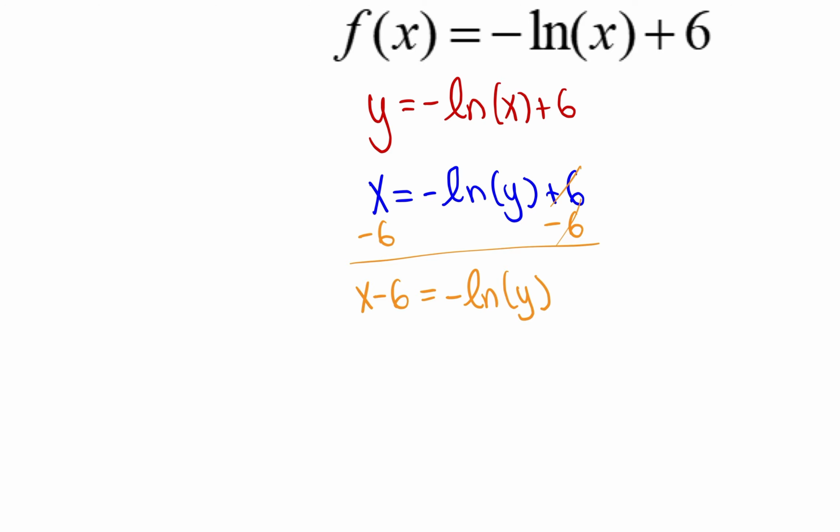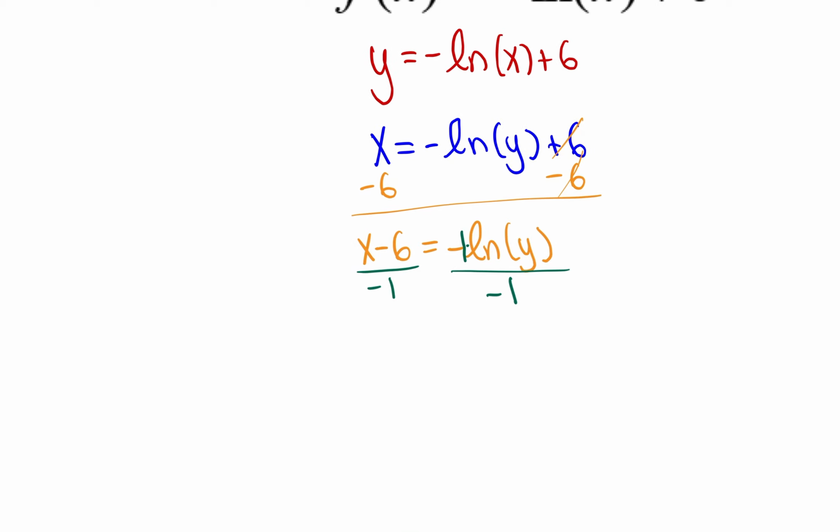Okay, and from there, keep in mind, we have a negative natural log. So what does that mean? That there's a negative 1 in front of our natural log. So in order to get rid of it, we will divide both sides by negative 1. And we will do the same idea on the left-hand side for both terms.